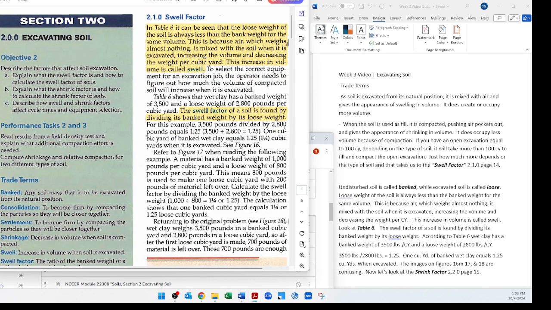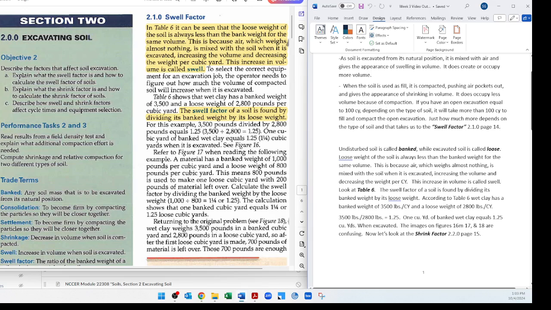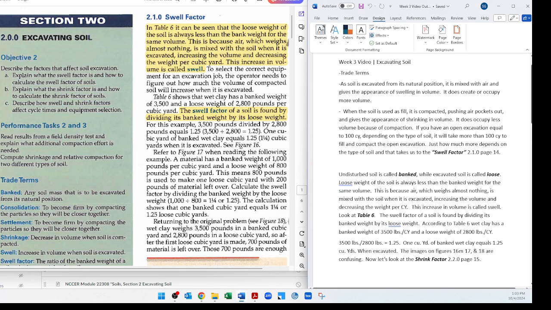So let's read mine a little bit and see how that does. Let's see what I talked about first. Pretty much the same thing. It's easier to read over here.